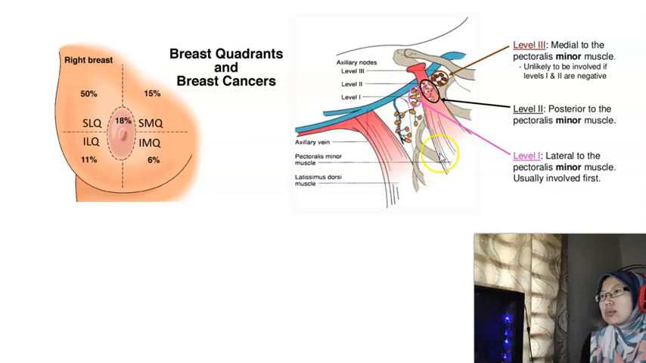So, whether the involvement of lymph node at level 1, level 2 or level 3. If there is no involvement or evidence of metastasis to lymph node at level 1 and 2, then most likely level 3 is also safe. So you don't have to remove everything up to level 3 during mastectomy. This is more of clinical significance, yeah.